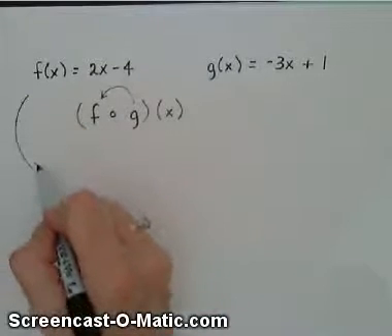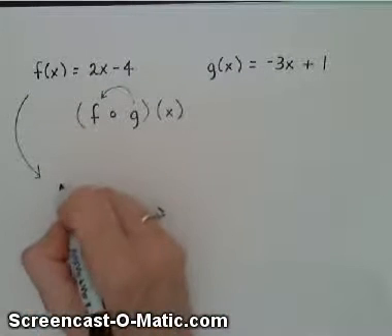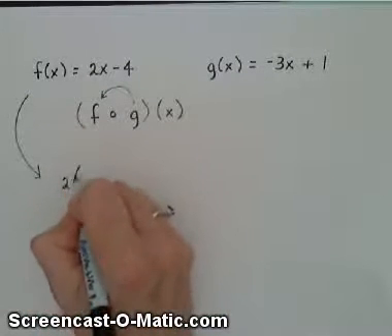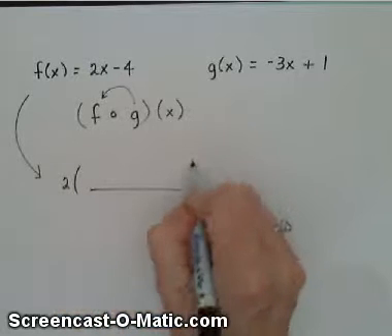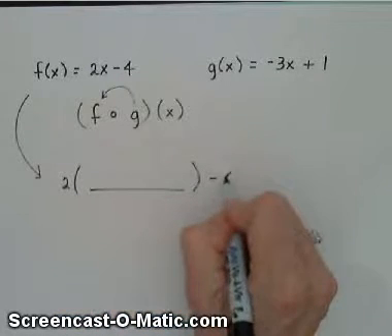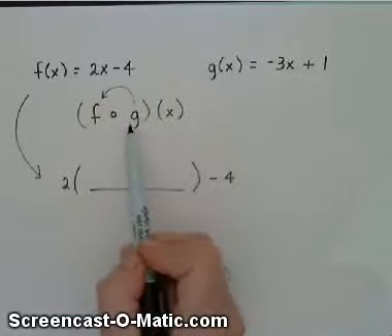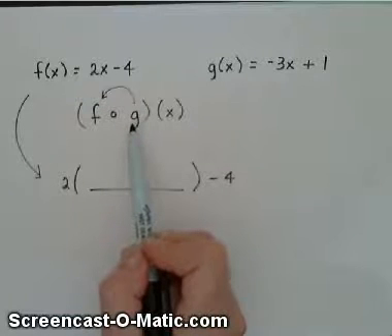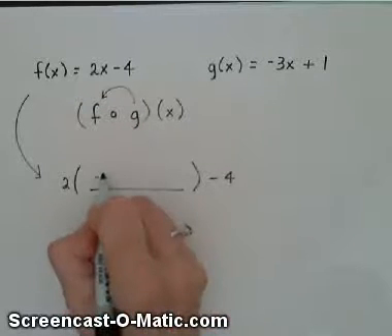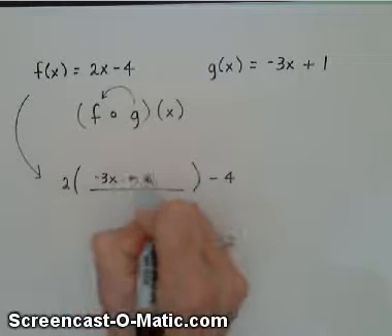Put g into the f function in the place of the variable. So instead of 2x minus 4, you're going to do 2 times, and you're going to leave a blank, minus 4. And in that blank, you are going to put the entire function g, which means we're going to put negative 3x plus 1.